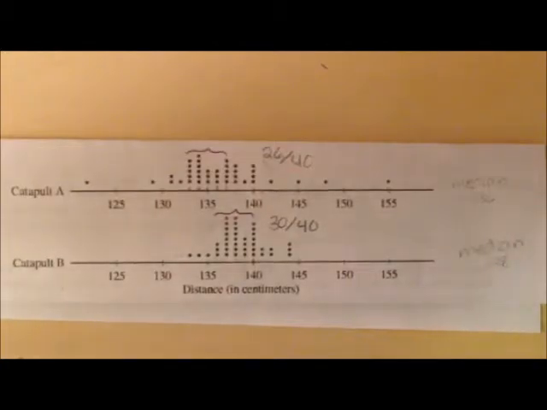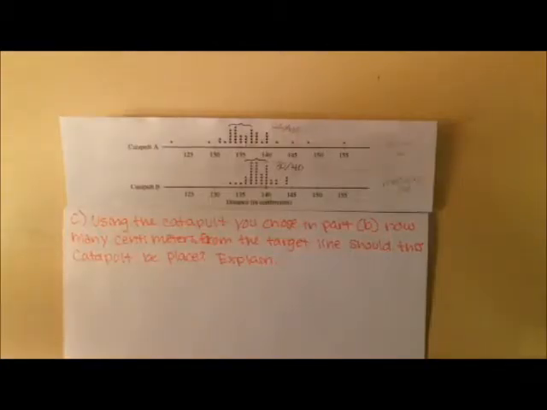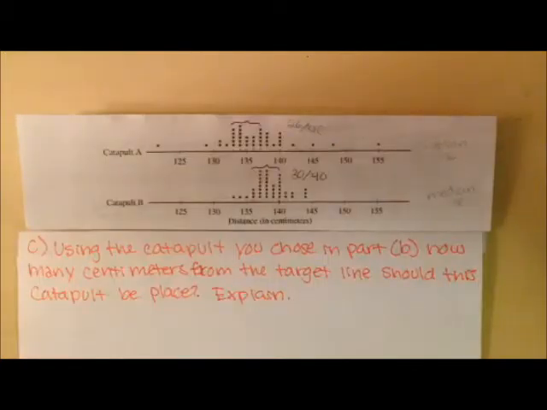Catapult A's 5-centimeter range only has 26 of the 40, while Catapult B's 5-centimeter range has 30 of the 40 attempts. Next we can move on to part C, which simply asks, using the catapult you chose in part B, how many centimeters from the target line should this catapult be placed? Explain.